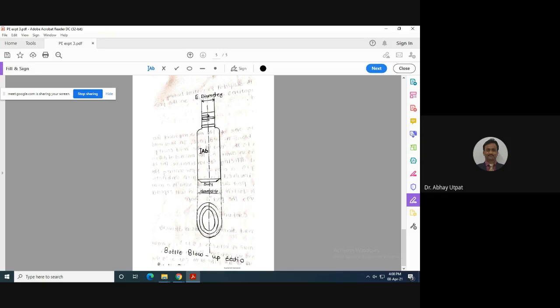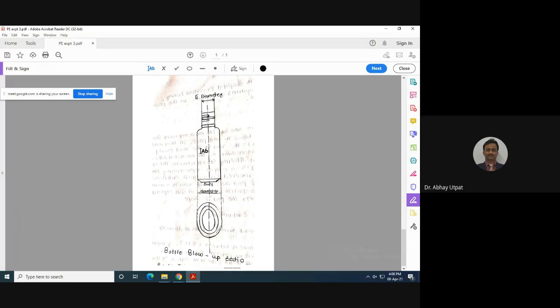If I say the bottle diameter is 4 centimeter and the parison diameter is 2 centimeter, in that case blow ratio is equal to the bottle diameter divided by parison diameter, and it becomes 2, that is 4 by 2. So this is called blow ratio, and it varies from 1.5 to 3. And this blow ratio is the maximum part finished outer diameter divided by the diameter of the parison.